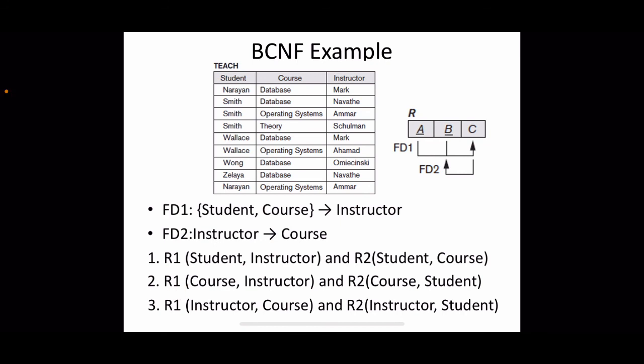The problem here is that we have three possible decompositions, right? In all three, FD1 will be lost. What is FD1? Student and course together determines instructor. That will be lost, because to hold it, definitely these three attributes should coexist together in a single relation, right? That is not there in these three possible decompositions.